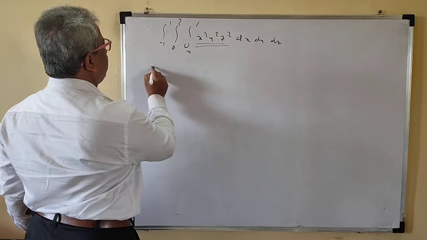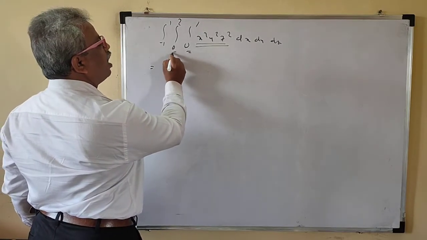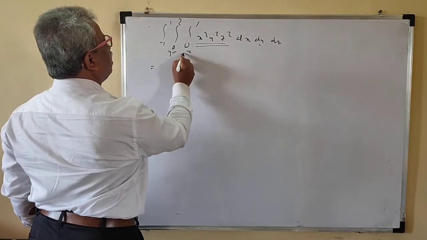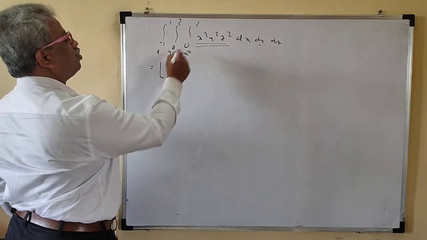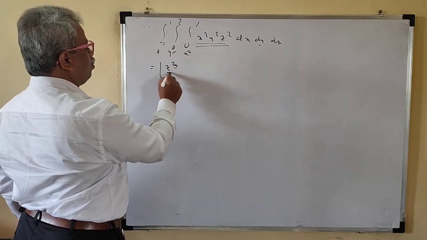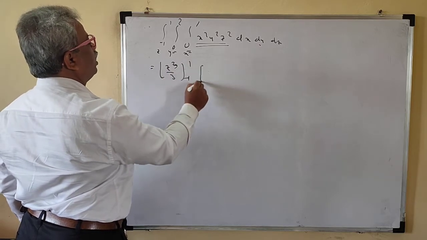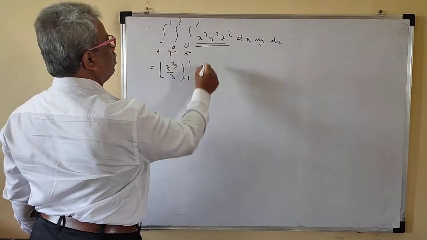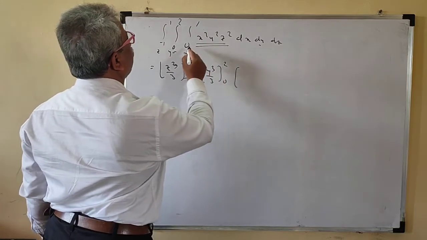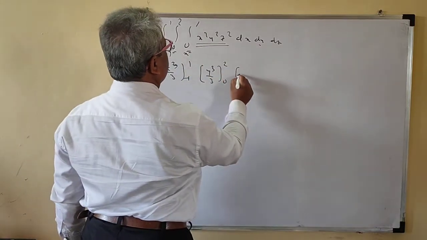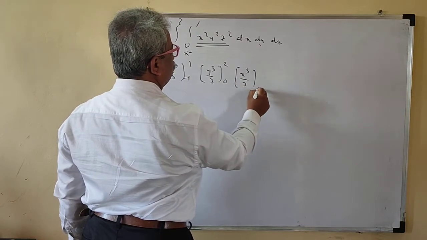These are the limits of x, these are the limits of y. This is very important: this is y, this is x, and this is z. Now, integration of z square is z cube by 3, with limits minus 1 to 1. These are the limits of y, so this is y cube by 3, from 0 to 2. Now this is x cube by 3, from 0 to 1.